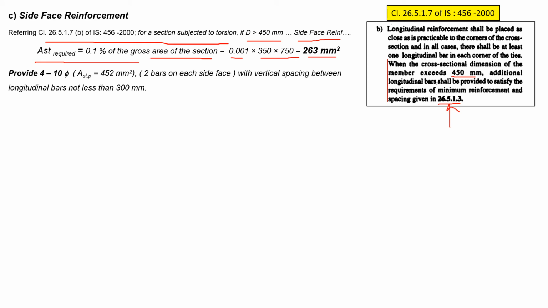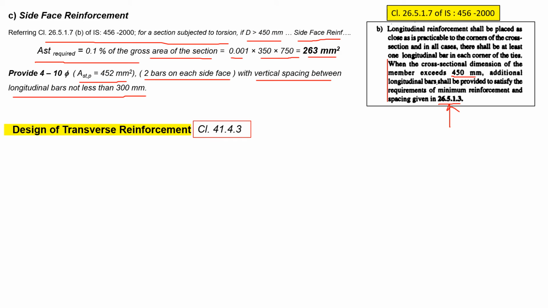So we have decided to provide 4 number of 10 mm dia bar, which will give 452 millimeter square. So 2 bars on each side face we are going to provide, with vertical spacing between longitudinal bars not more than 300 millimeters. These are the guidelines recommended and provided in clause number 26.5.1.3. Next, we are going to design the transverse reinforcement.